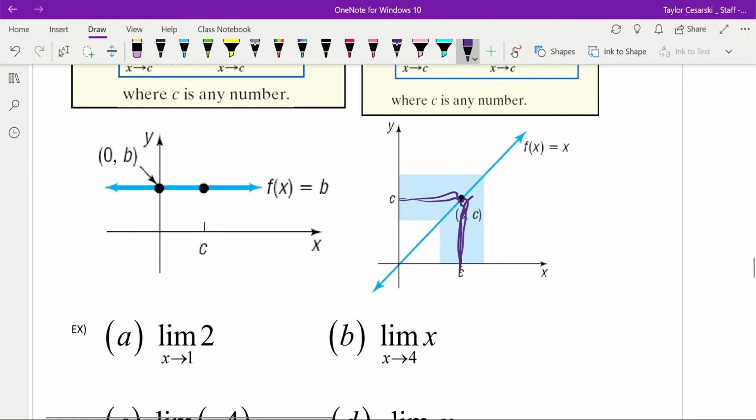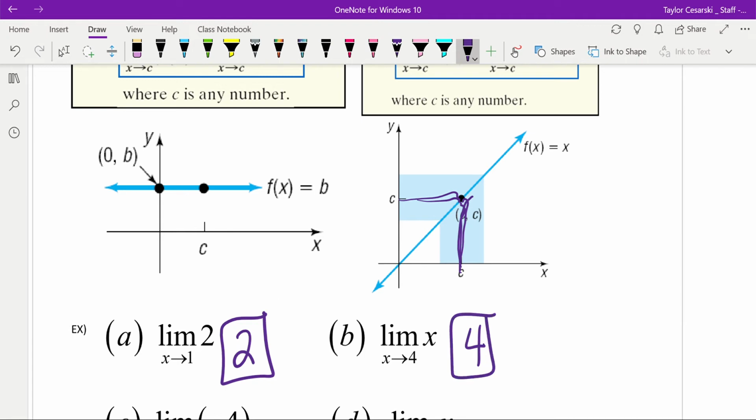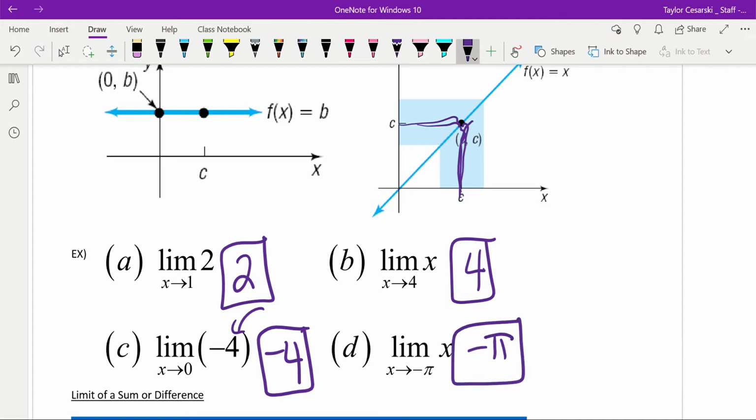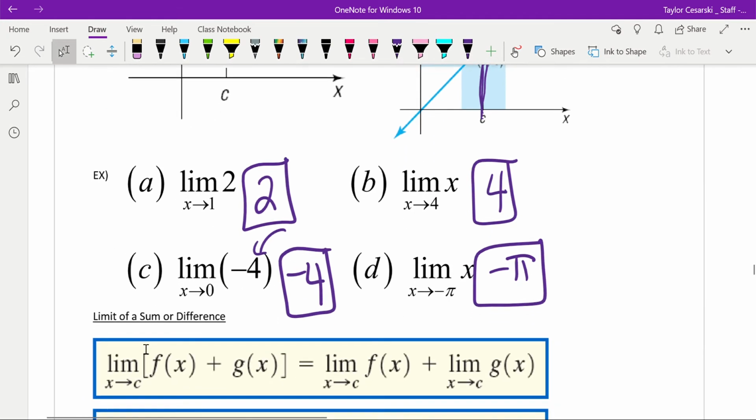So the limit as x approaches 1 of 2 is just going to be 2. The limit as x approaches 4 of x is going to be 4. The limit as x approaches 0 of -4, that's a constant, so it's going to be whatever's in there. And then the limit as x approaches -pi of x is going to be -pi. Remembering those simple rules will help you out a lot to save you a little bit of time.